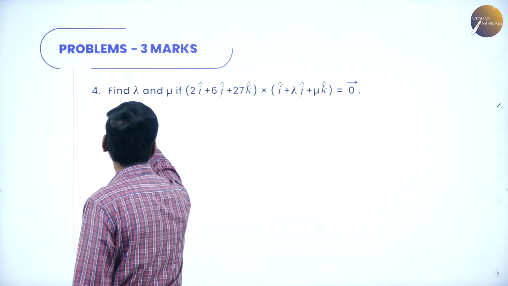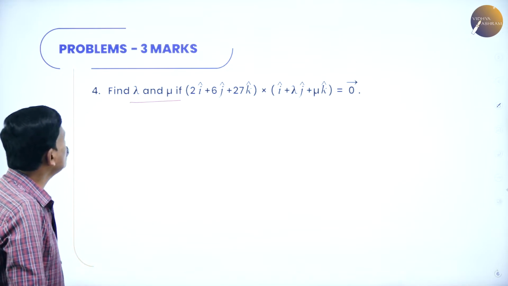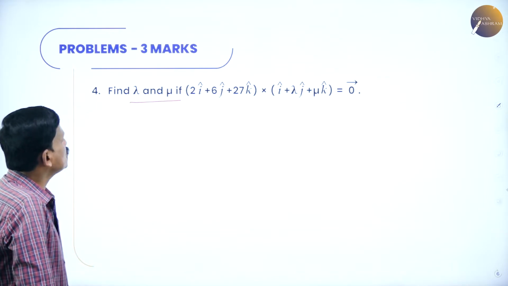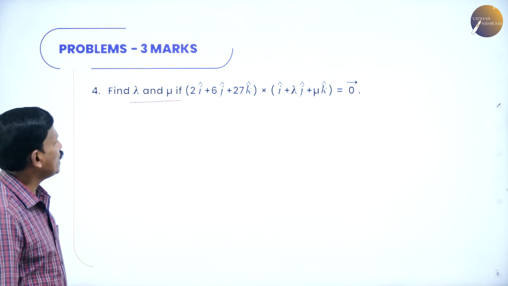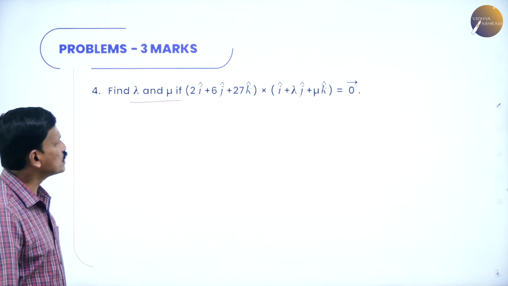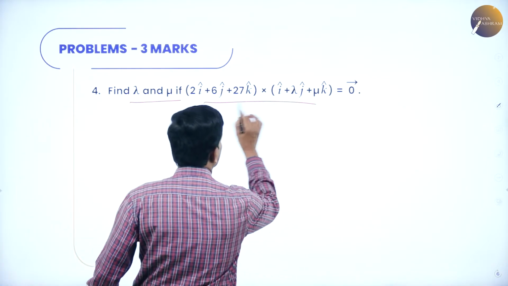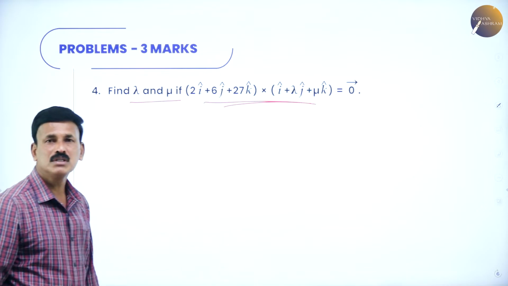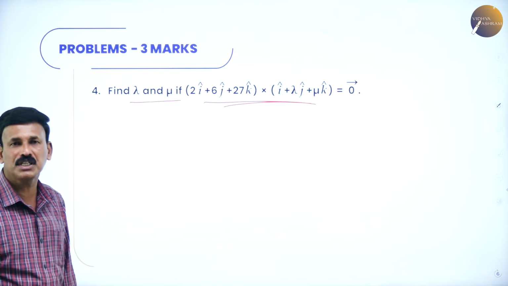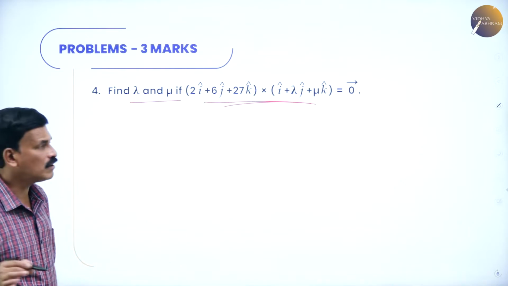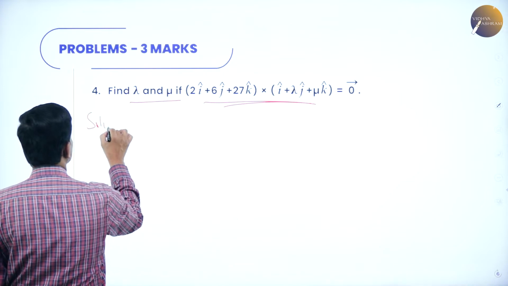Find lambda and mu if, this is also an important problem, the vector 2i cap plus 6j cap plus 27k cap cross the vector i cap plus lambda j cap plus mu k cap is equal to 0. Now what is given here? The cross product of two vectors is 0. A cross B is equal to 0. A cross B is nothing but the determinant of i, j, k. Simplify, you will get the answer. Now let us come to the solution.